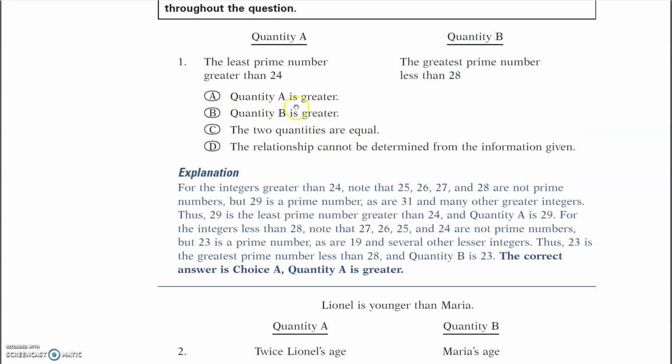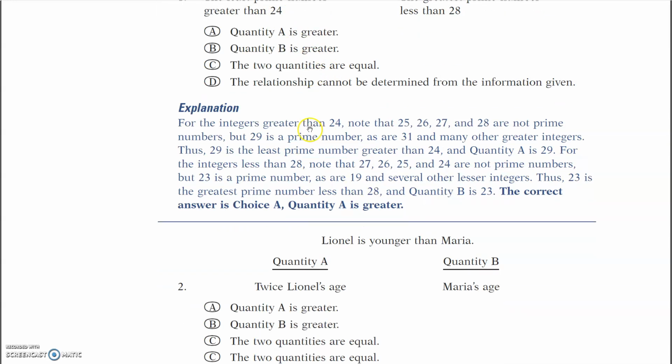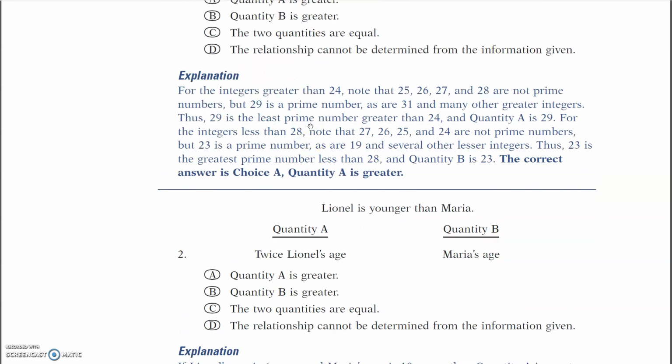But it's good for you to work it out. I'm just familiarizing you with the question. Now look at this one too. Lionel is younger than Maria. Okay, that's the information they give us. This person is younger than this one, but they didn't tell us the duration.